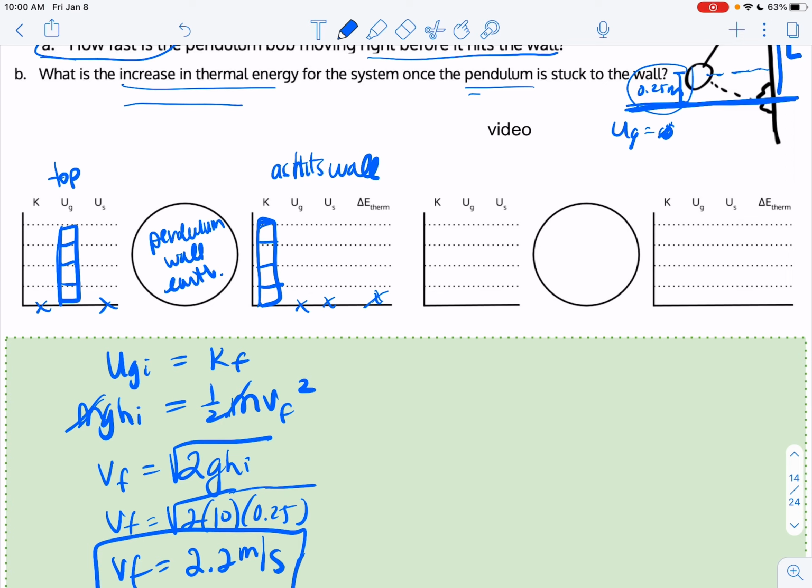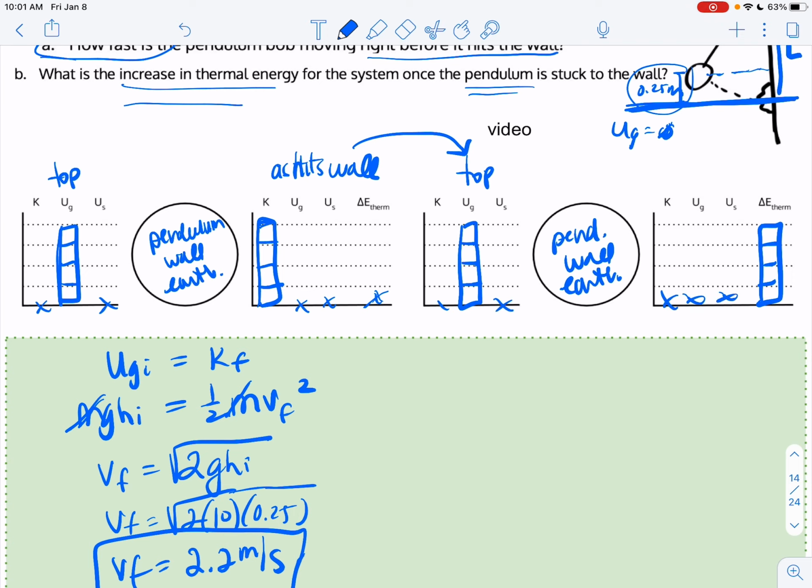What I want to do then is think about what is the increase in thermal energy once the pendulum is stuck to the wall. It doesn't matter, I'm just going to go from the top again, although you could do this differently, because it doesn't really matter what you pick for this position. But now whatever energy I had is going to turn into thermal. If you wanted to, you could have just used that one right there as your initial position, but it doesn't really matter because you can compare any two points.